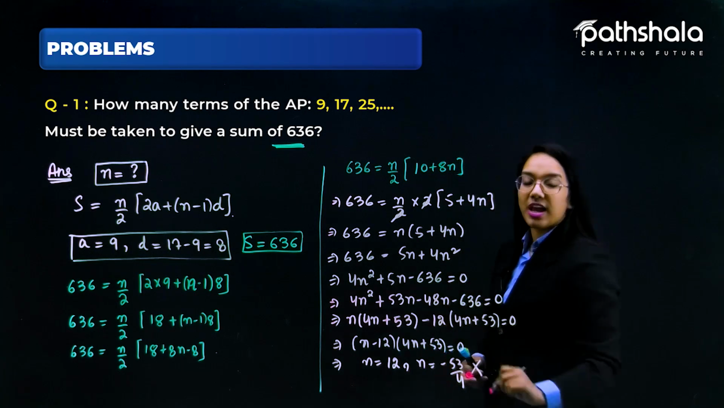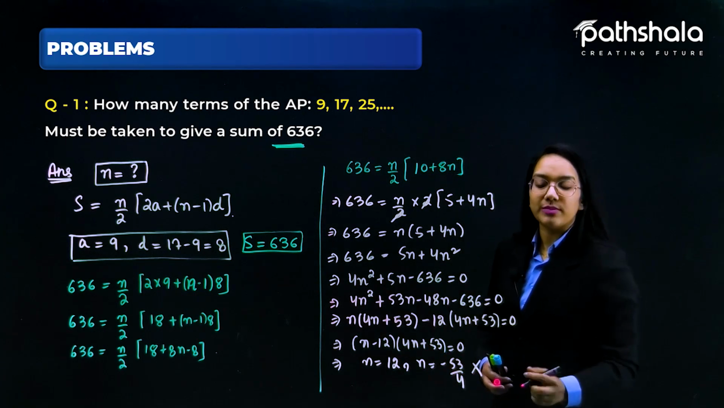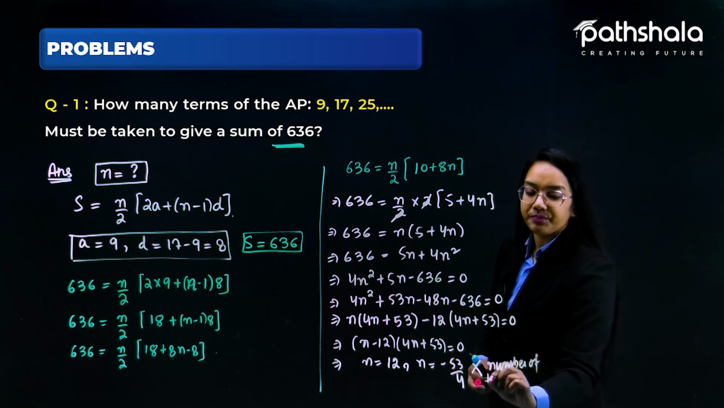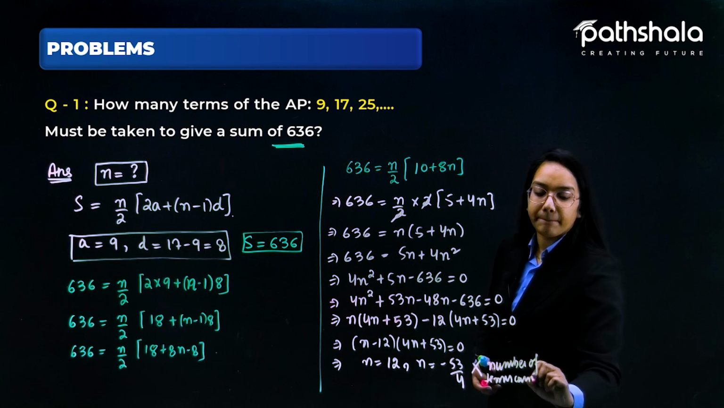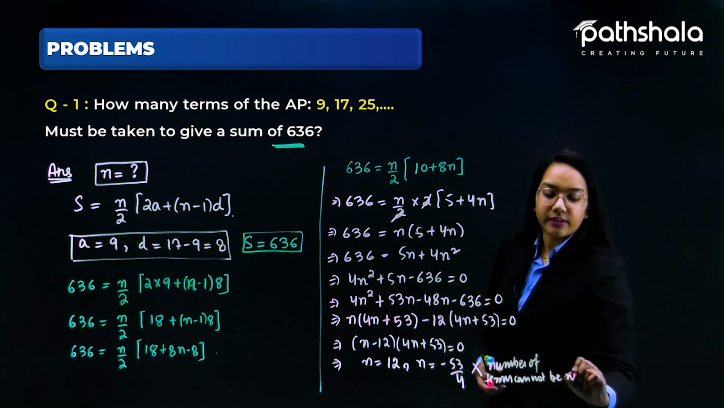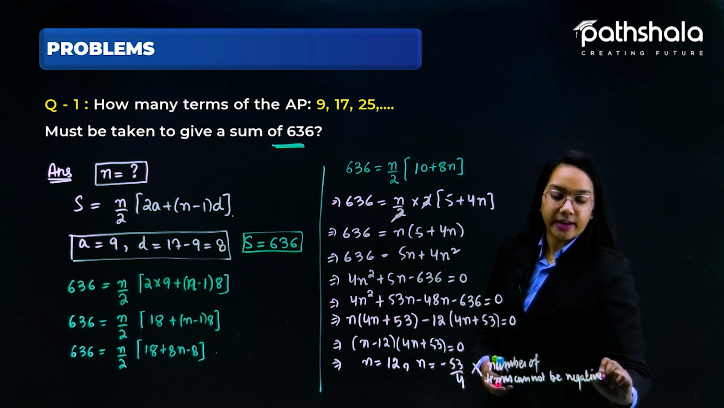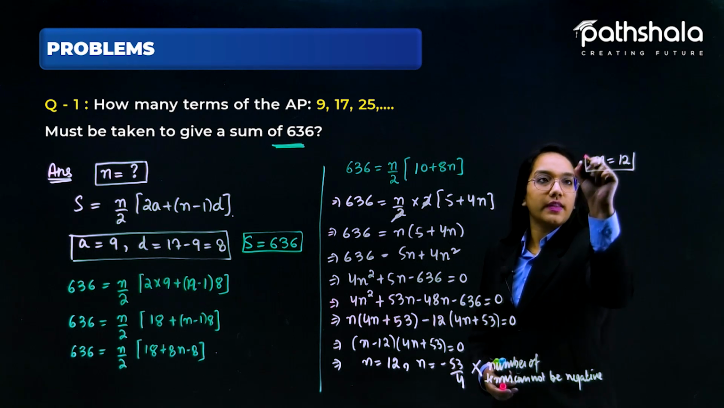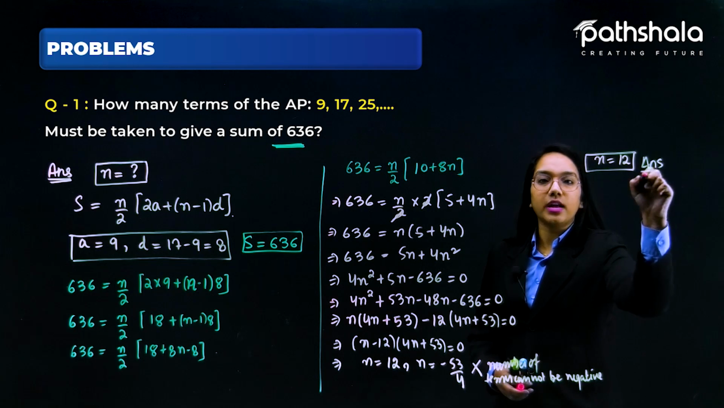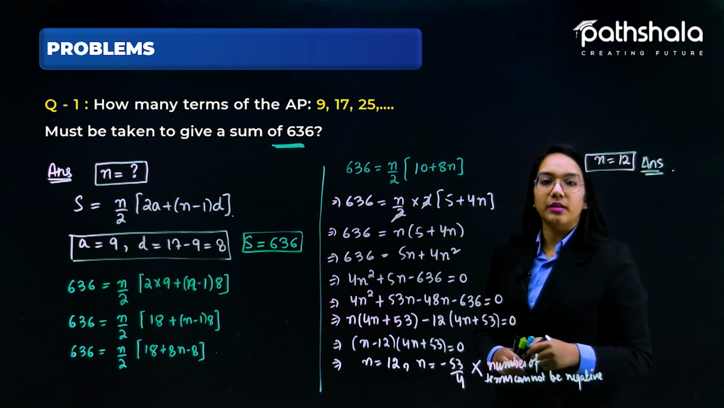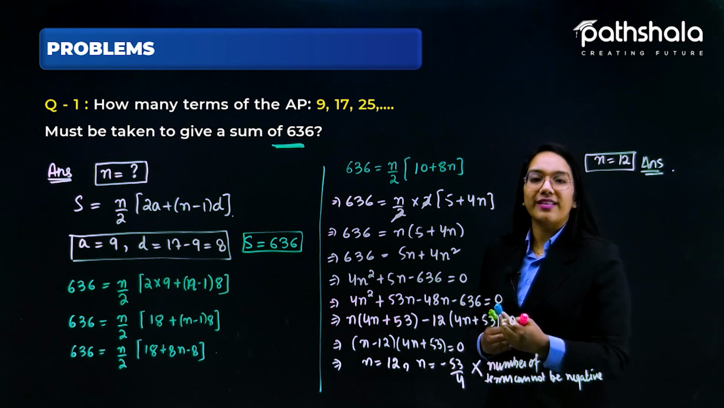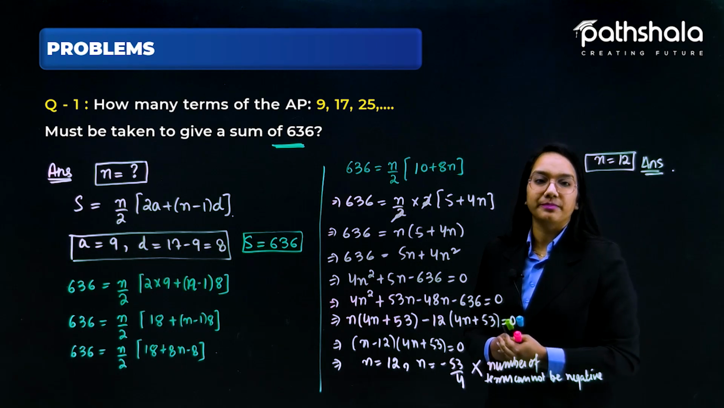Obviously the number of terms cannot be negative at all. Since the number of terms cannot be negative, this one is neglected. So hence at the end, n is equal to 12 is the answer that we are getting: the number of terms is 12, whose sum is equal to 636. So this is all about question number 1.